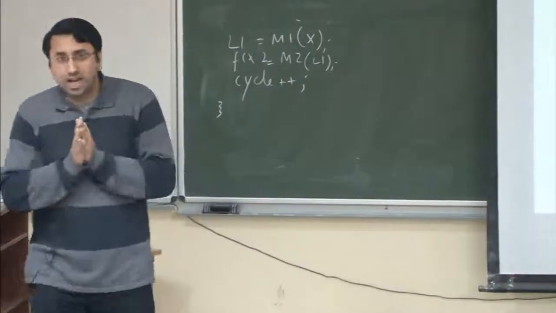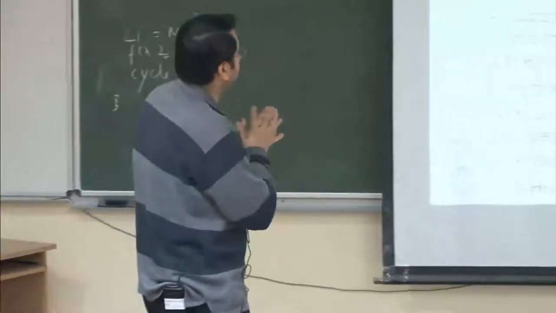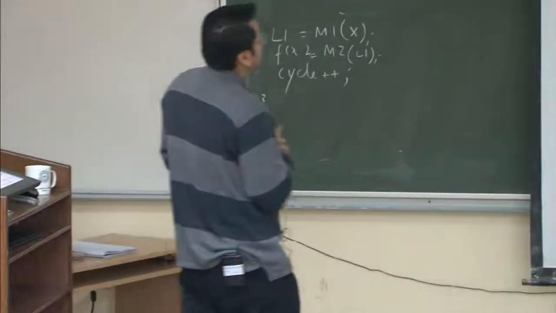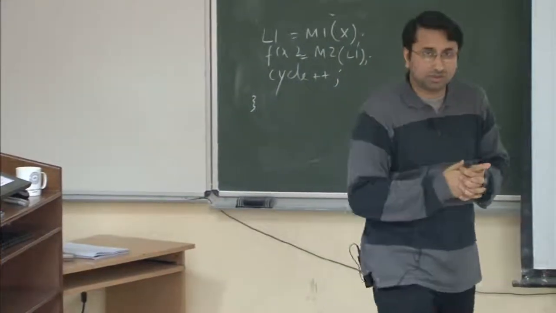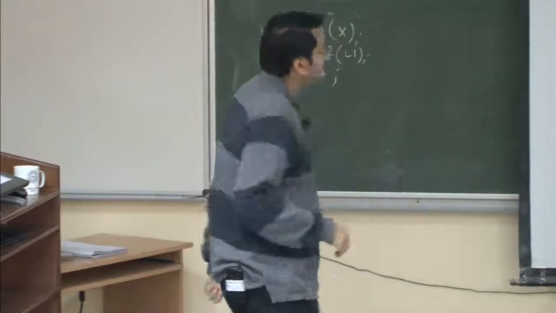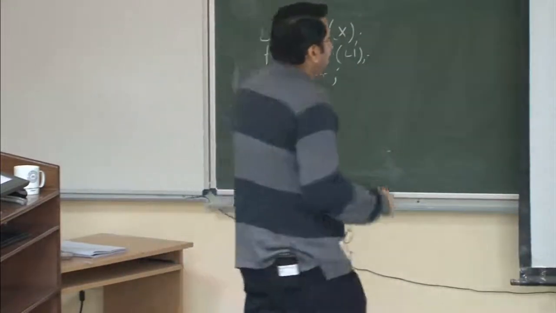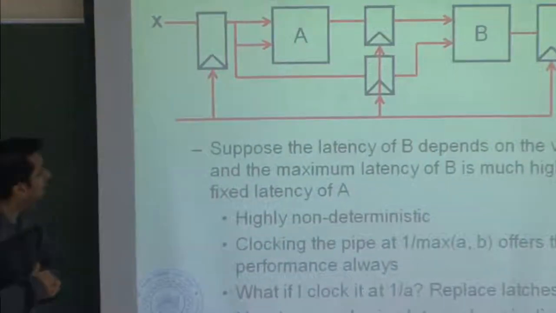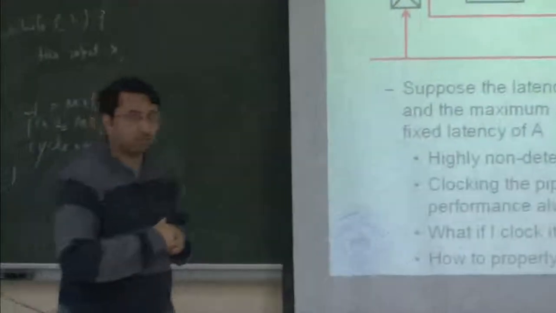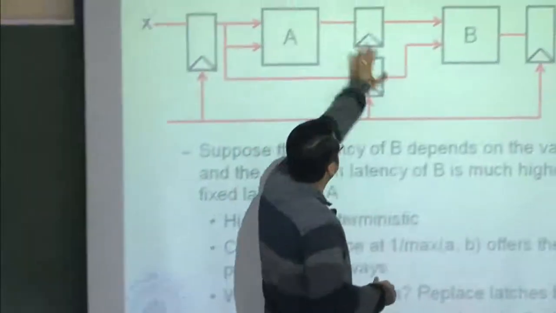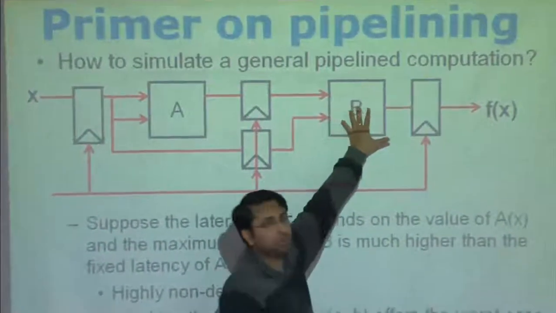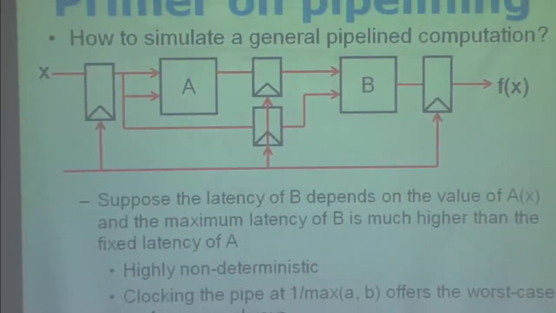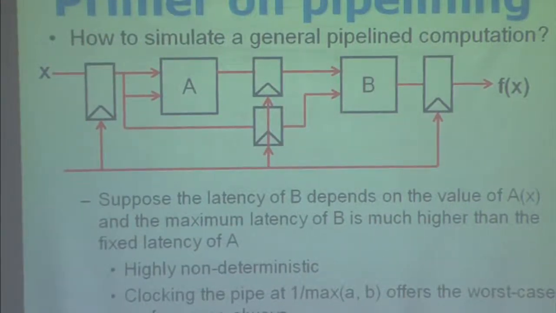Okay. So that was about our cubing circuit. So now let's take up a more general problem, that is how to simulate a general pipeline computation. So I have 2 stages here again, A and B. And suppose the latency of B depends on the value of AX. Okay. So whatever value that gets latched here will determine how long it's going to take for B to compute the value. All right. And the maximum latency of B is much higher than the fixed latency of A.